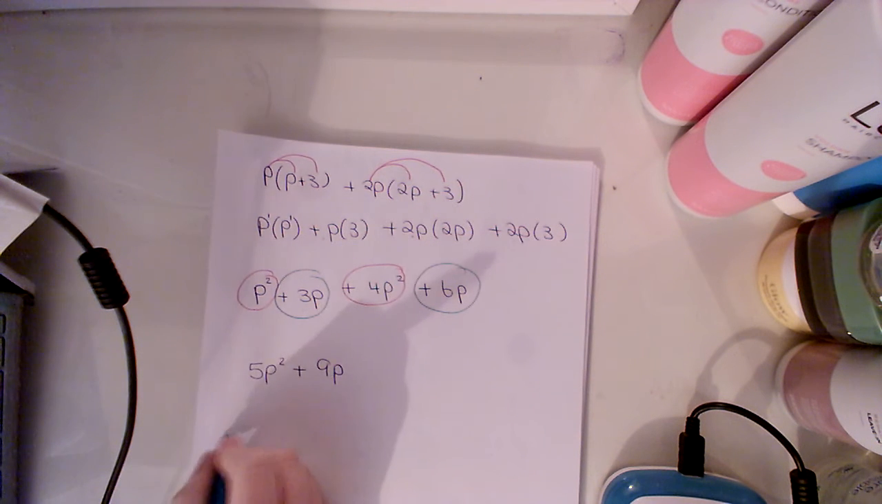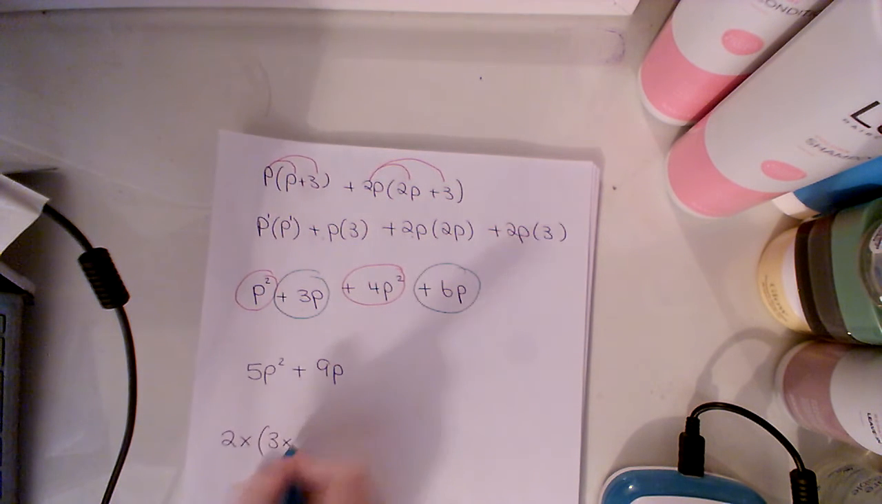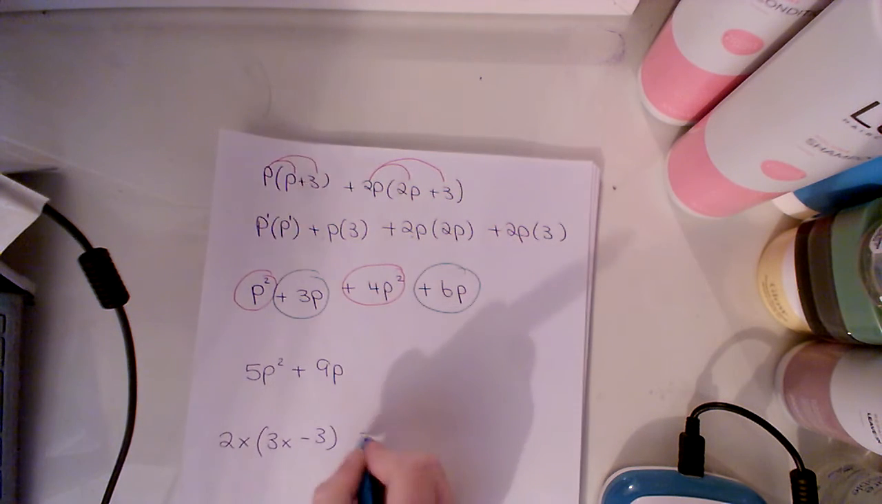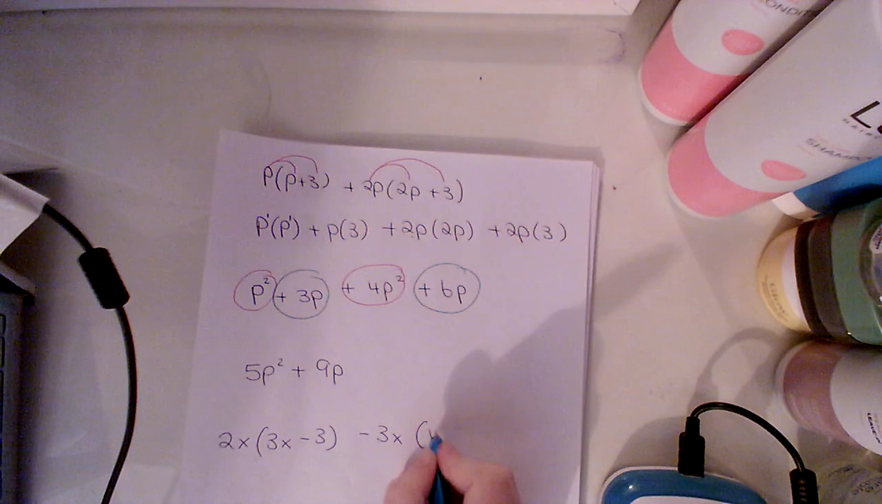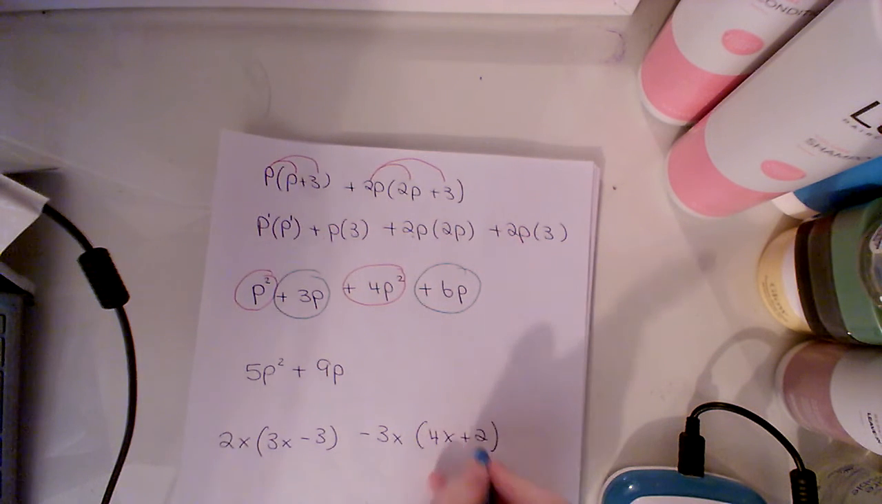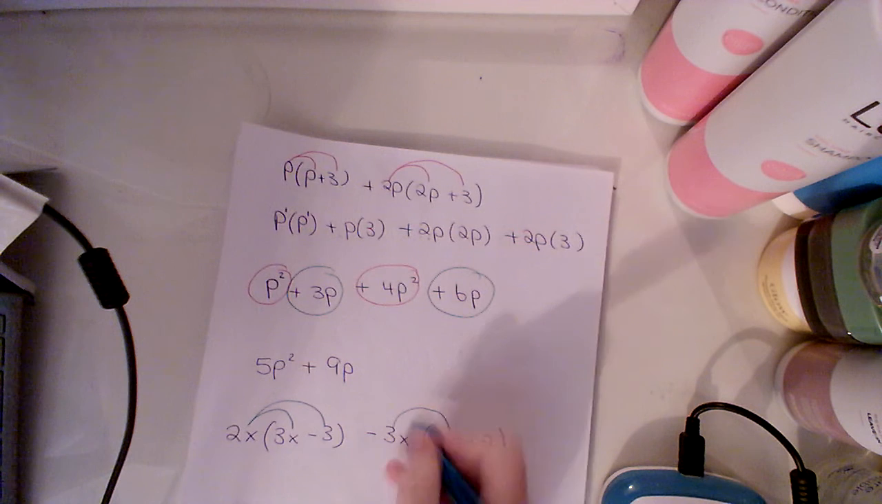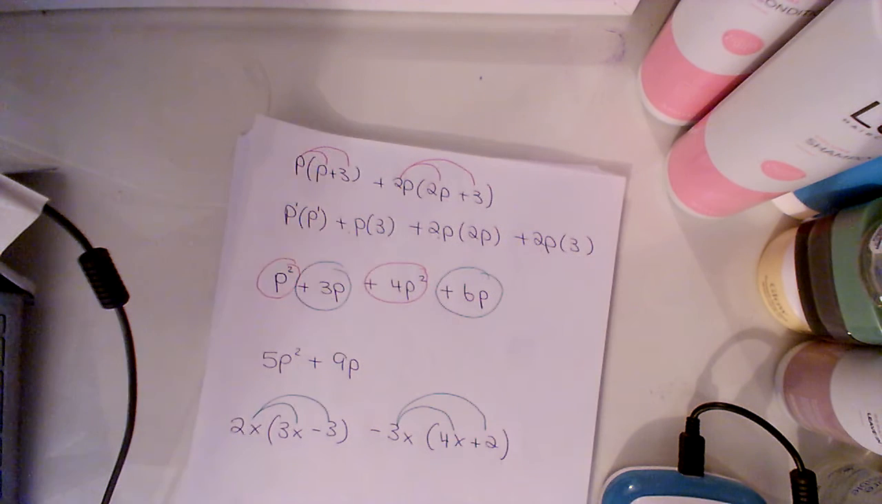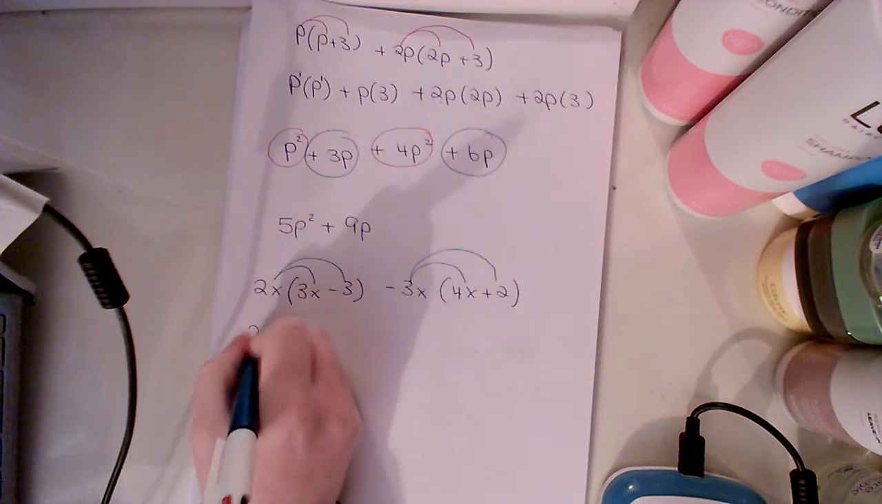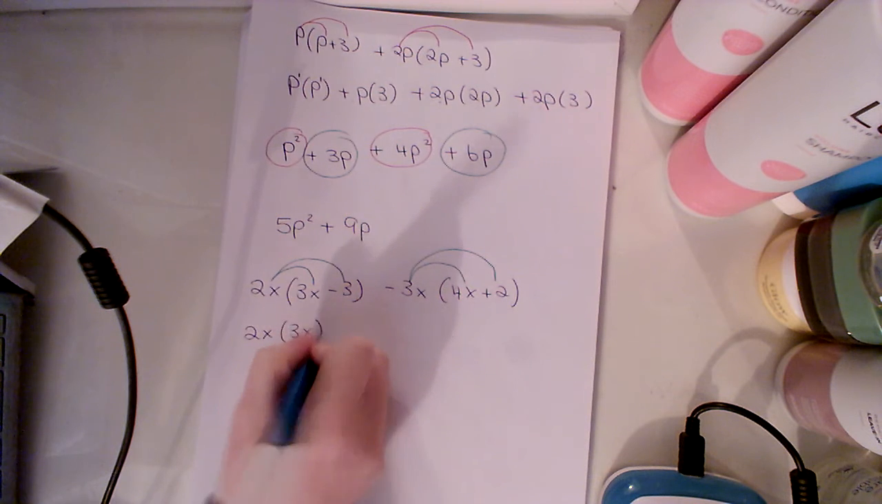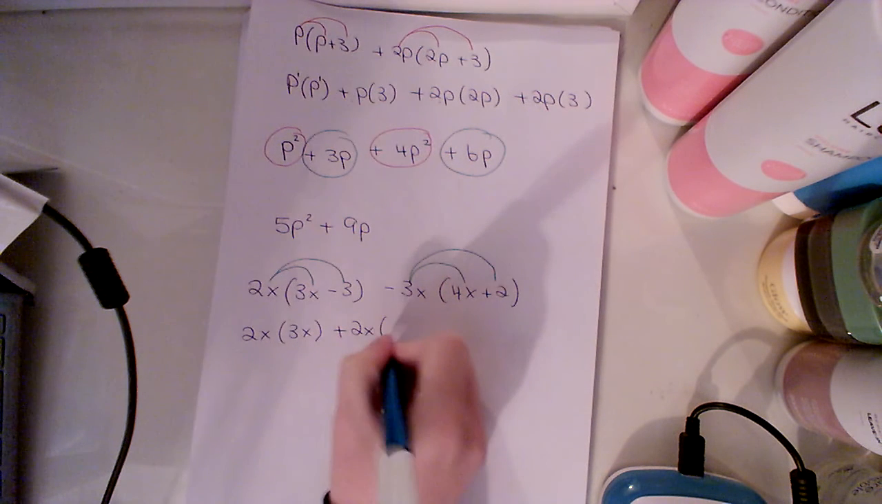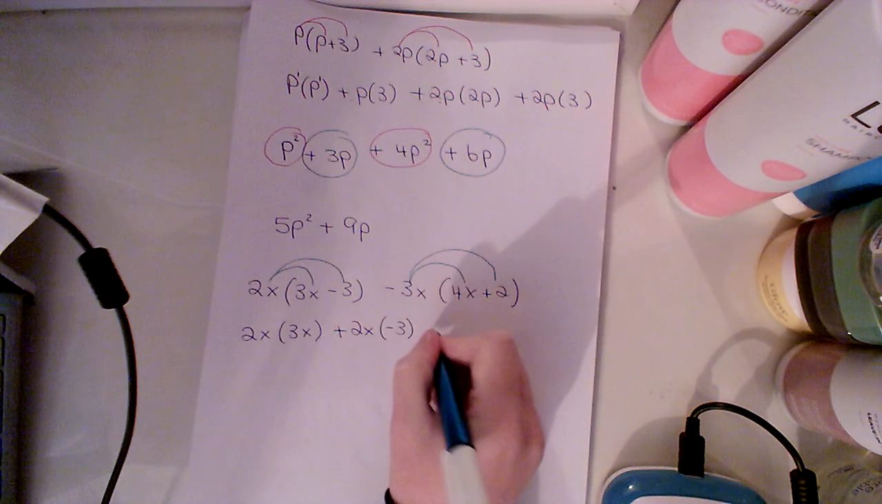So C then, I have 2x(3x − 3) − 3x(4x + 2). So then what I have is I have this times this, this times this, this times this, this times this. And I rewrite my sum. So I have 2x(3x) + 2x(−3).